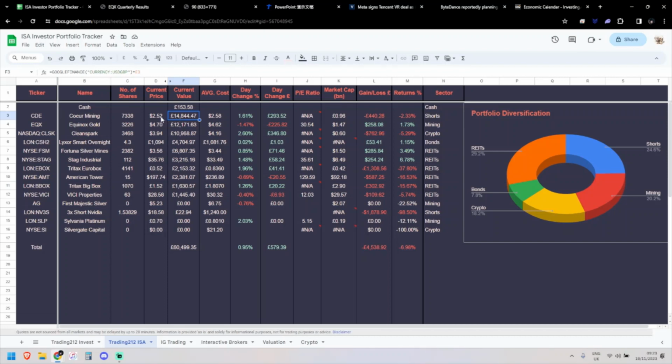So Coeur Mining got down to $2.11. Not entirely sure why it went down quite so low, and then rose 15%, I think, on Wednesday or Thursday, and it's come back to $2.52. So I did buy a little bit during the week and last week. So yeah, all looking good, and that's up to nearly £15,000 now. So certainly my largest position.